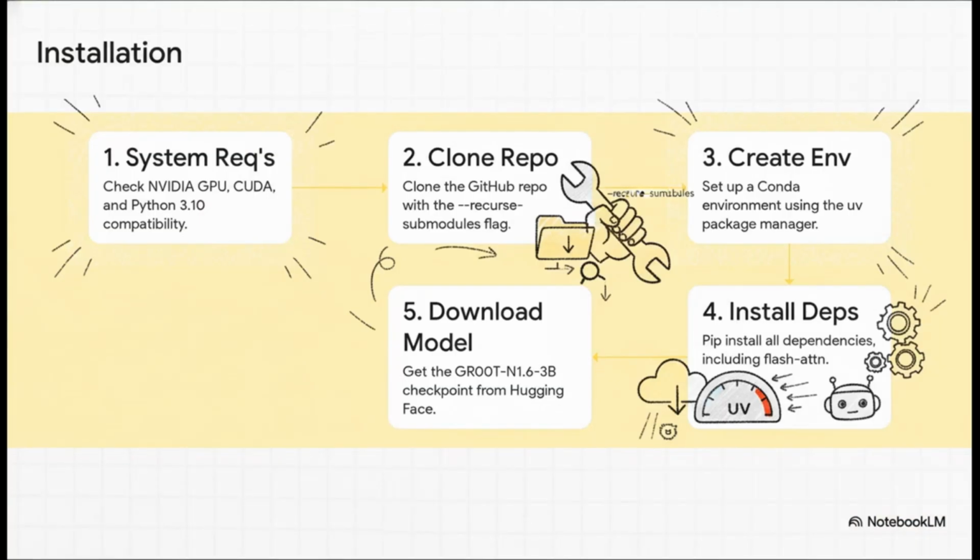So the GitHub repo lays this out in 5 pretty clear steps. First, just the basic sanity check. Make sure you've got an NVIDIA GPU, CUDA, and Python 3.10. Now, step 2 is a huge one, a really common gotcha. When you clone the repo, you have got to use the --recurse-submodules flag. Don't forget it. The project uses UV for dependencies, which is super fast. Then you'll just go grab the GR00T N1.6 3B model checkpoint from Hugging Face.